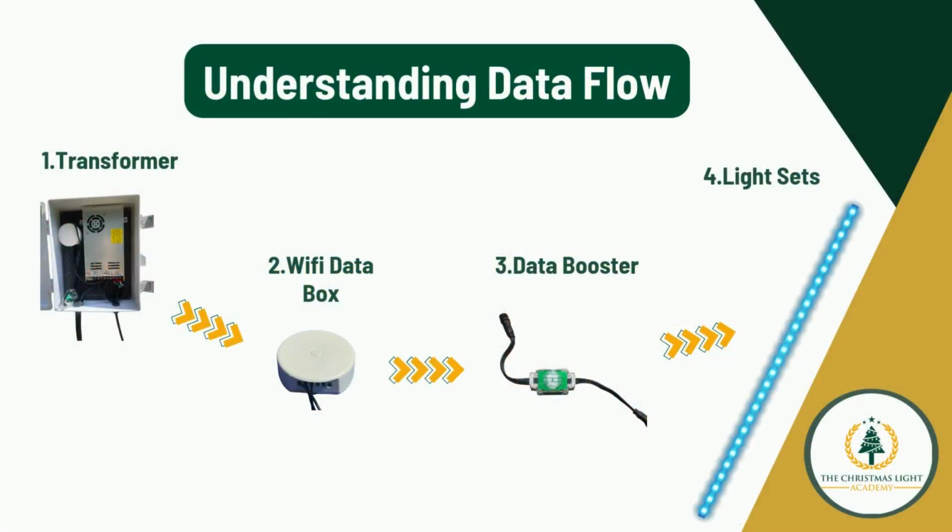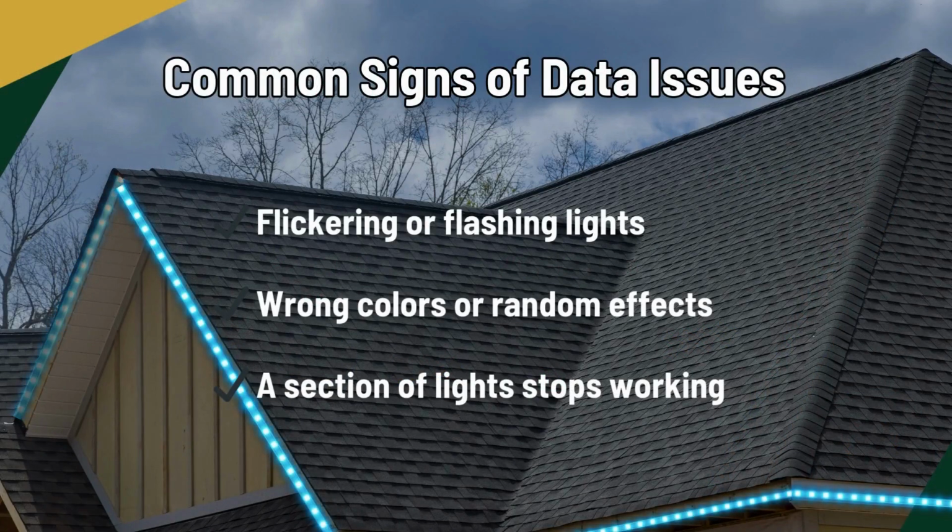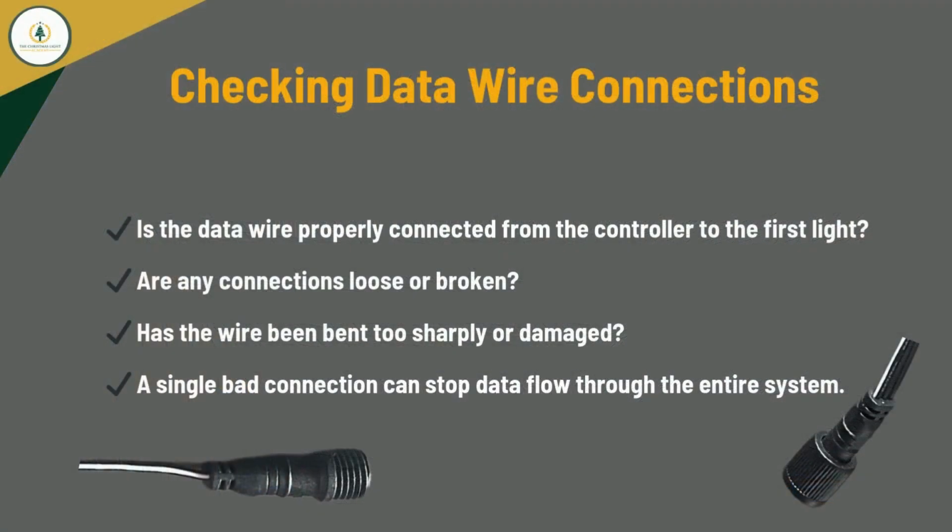Data is what tells the lights what to do, what colors to display, when to turn on and off, and how to run effects. If there's a problem with data flow, you might see flickering, incorrect colors, or certain sections not working at all. Unlike power, which can be injected at multiple points, data must always flow in one direction, from the controller to the last light in the system. Let's go over the most common data-related problems and how to fix them.